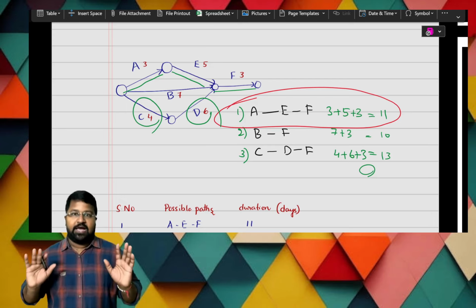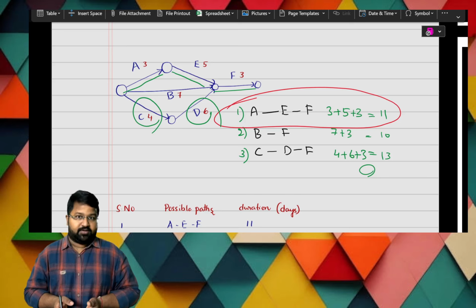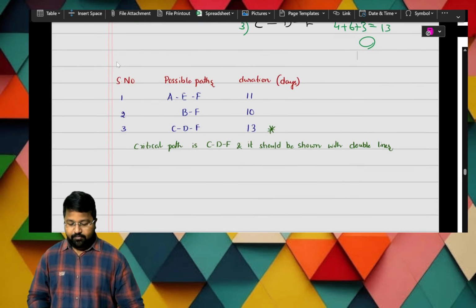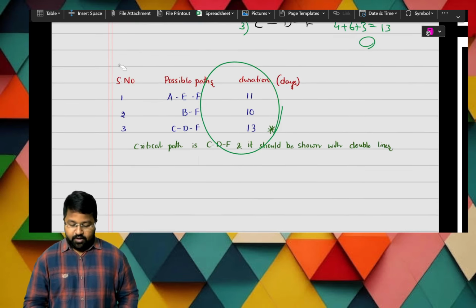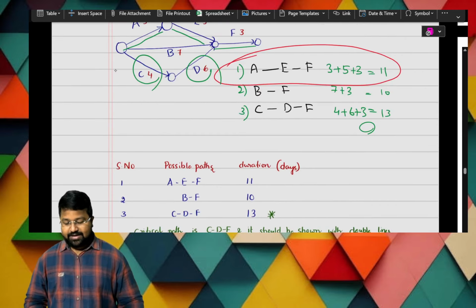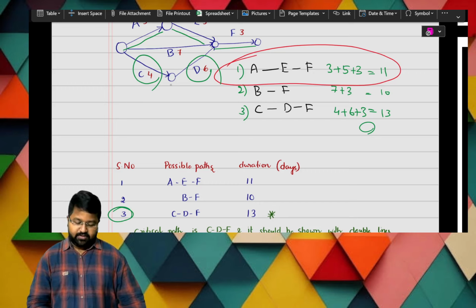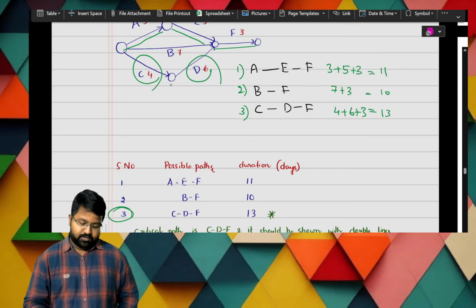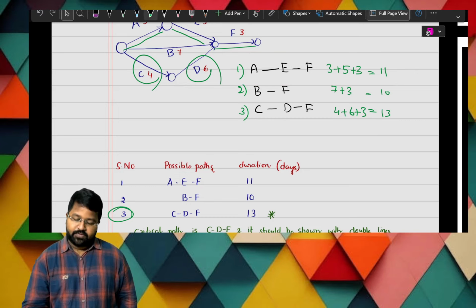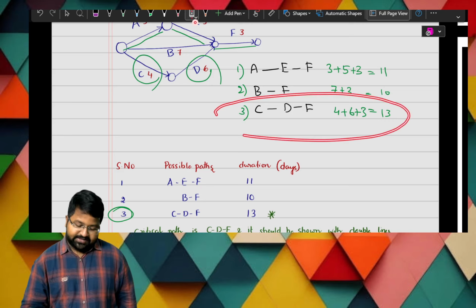This is to show reality. Okay, even I have done a mistake. So these are the alternative paths, the three paths. Of these three paths, we are having path 3. So path 3 is there. That path has the maximum duration.